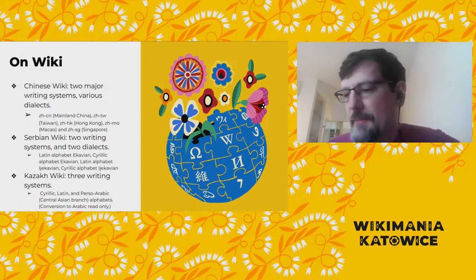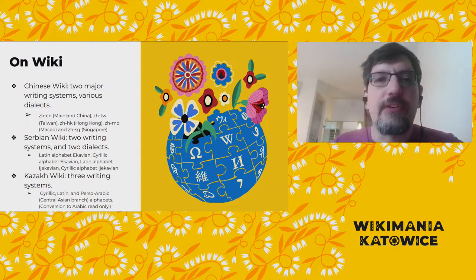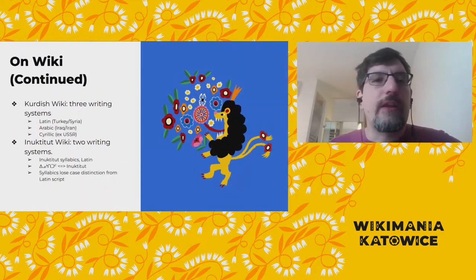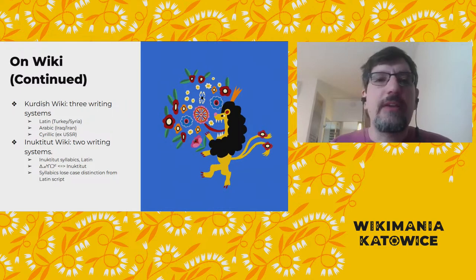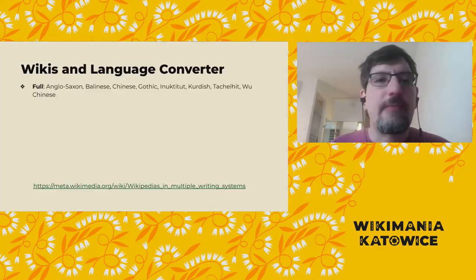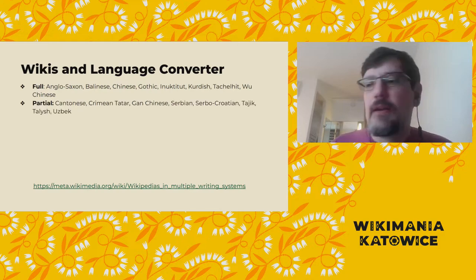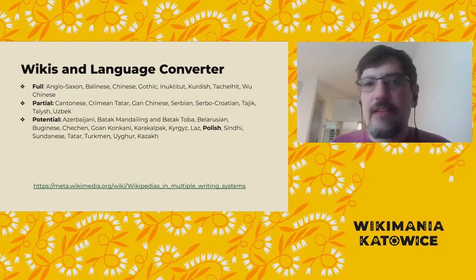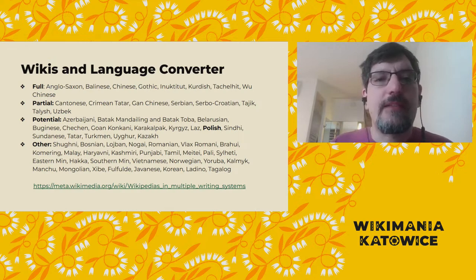That's another example of a writing system which loses case distinction from the Latin script. So running quickly through others, these are the wikis which have full Language Converter support. These also have partial support from Language Converter. These use a language which has multiple scripts and has an automatic language converter available, but it is not yet integrated in MediaWiki, so this is potential.